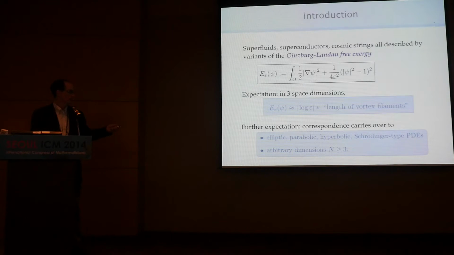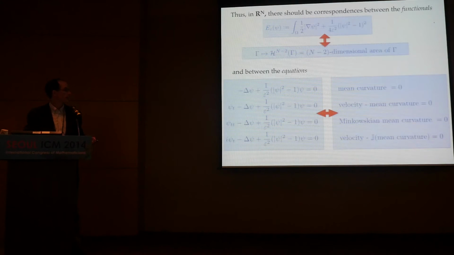And we can associate with this thing equations of the same type. And so the general heuristic is this: in the limit as epsilon tends to 0, we would like to see this sequence of functions converging in some sense to this. I've written it here in Rn for arbitrary n.